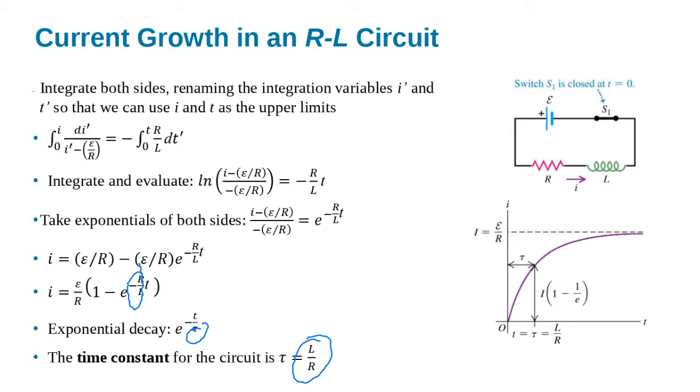So the bigger this value is, so the bigger the value of L we have and the smaller the value of R we have, then the longer this time constant is, and the longer it will take for the current to tend towards a final value.